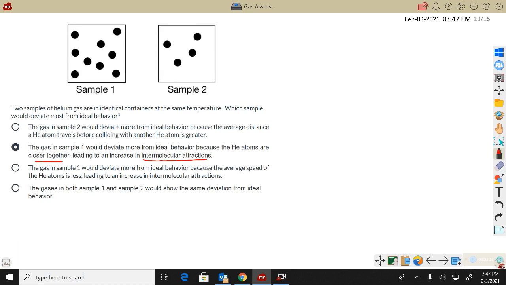I could reduce the temperature, so then the particles have less energy and they would contract a little bit. Or add more gas. So here in container 1 or sample 1, when I've got a lot more gas particles, well, if there's just more particles, then of course they're going to be closer to one another. And that would make their intermolecular forces a little bit more significant.